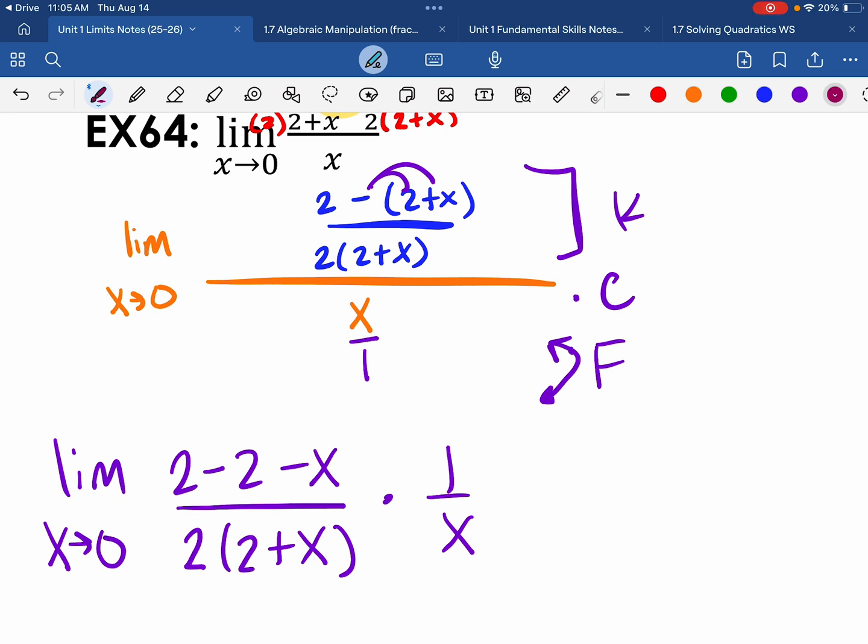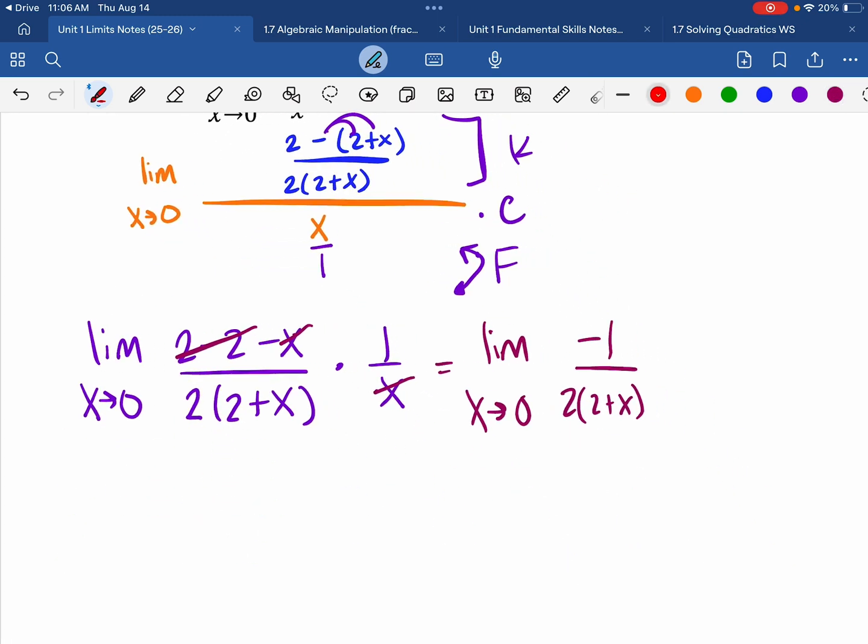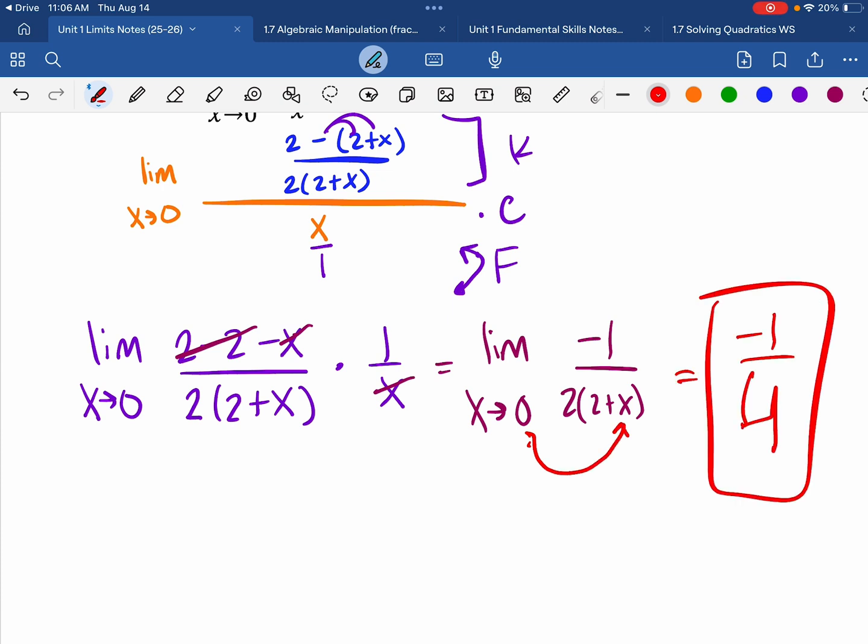Okay, so then here, what cancels? The 2's and then the x's. What is left on top? -1, and on bottom I still have the 2 plus x. So notice I'm still writing the limit. I still have to write the limit until I directly substitute. And so I'm going to directly substitute in 0 for the x. And I get negative 1 over 4. That was an ugly 4.